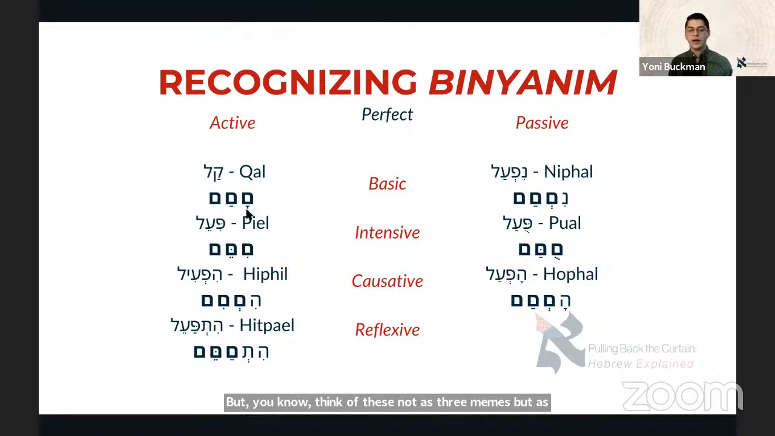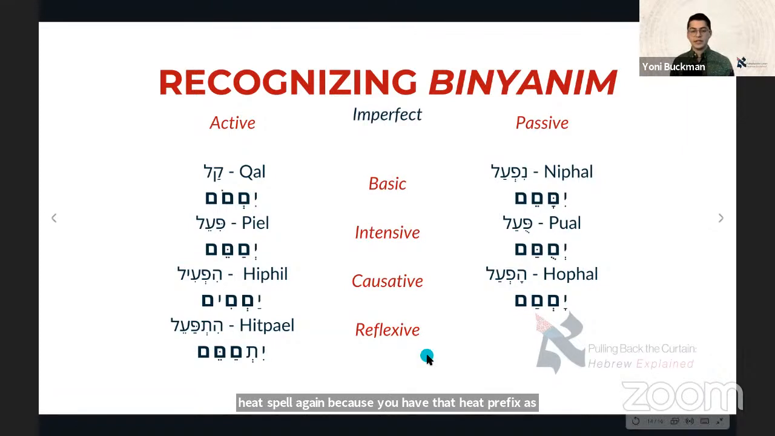So kal or pa'al, you have the a vowel. Nif'al is a dead giveaway because of the nun prefix. Hof'al and hif'il are also giveaways because of that hey. The pi'el is easy and the pu'al is easy not only because of the vowels, but because of the dagesh chazak in the second letter of the root, unless that second letter is a guttural that cannot take a dagesh chazak. And the hitpa'el, again, because you have that hit prefix and the dagesh chazak.